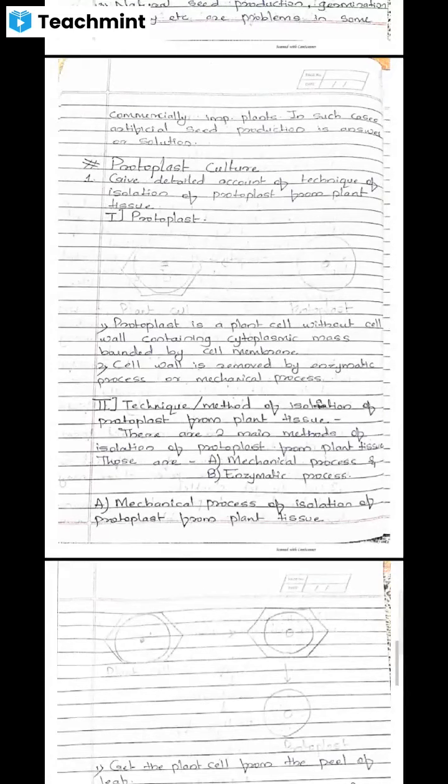So, for removing this cell wall, different processes are used. That is, enzymatic as well as mechanical processes are used, and the cell wall will be removed, and then these protoplasts are used for protoplast culture. So for removing the protoplast from the plant tissue, there are two methods. First one is the mechanical process and second is the enzymatic process. So let's see one by one, the mechanical process of isolation of the protoplast.